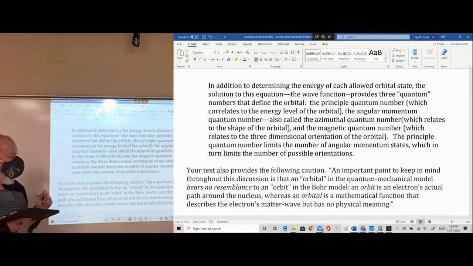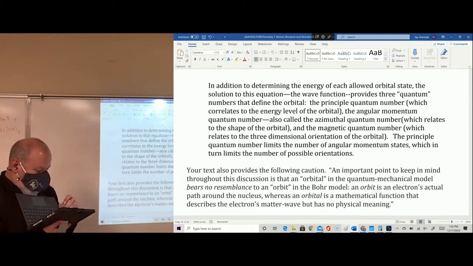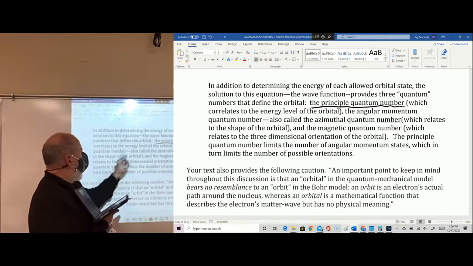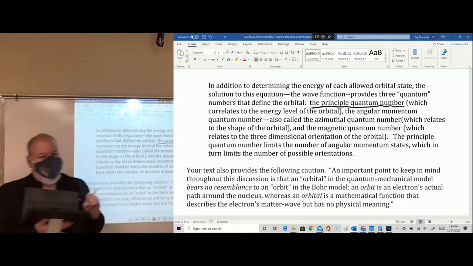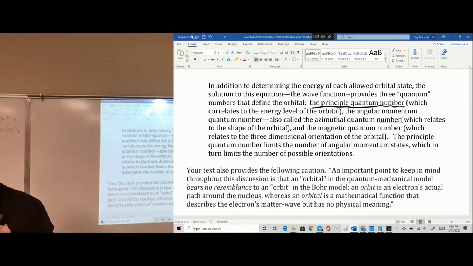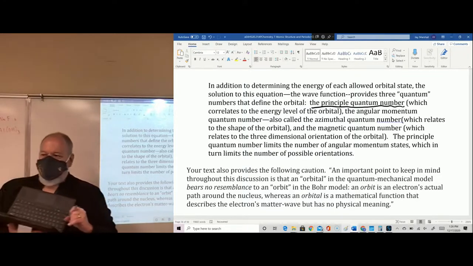And this is where it gets into some information that you're going to need to know about. We need to know the principal quantum number. And that's the energy level of the orbital. Is it 1, 2, 3? How many total possible? Based on the periodic table, how many energy levels? Seven. Okay, actually, it's an infinite number.